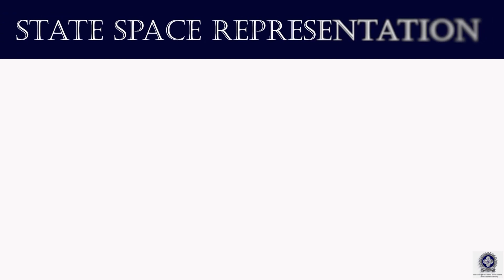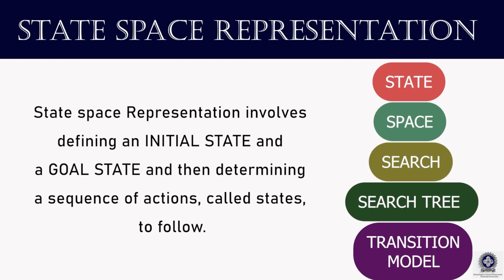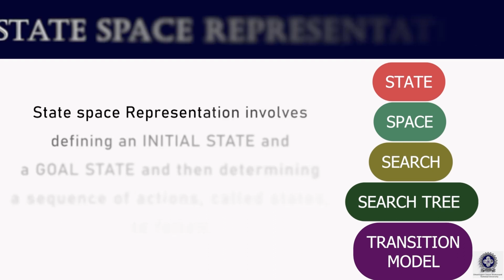So, state space representation. State space representation involves defining an initial state and a goal state and then determining a sequence of actions to follow. In this diagram, we have state, space, search, search tree and transition model, where state represents the current state, initial state and the goal state.